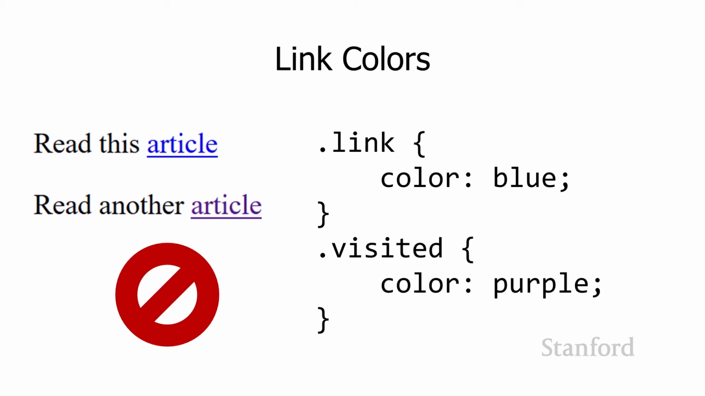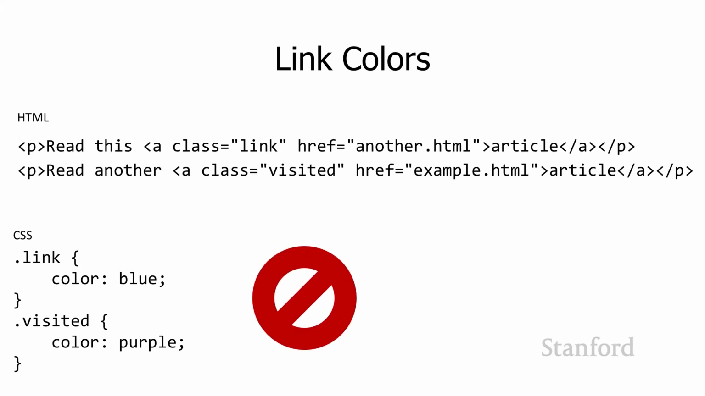So there's a problem with this, and the problem is, how are we going to create these colors? One thing you can imagine is I can have one class for links that I haven't visited and a second class for links that I have visited. So .link, hey, the color's blue. .visited, the color's purple. But the problem with this is, okay, here's the HTML for that. I've got the two links, and one of my anchors has class equals link, and one of my anchors has class equals visited.